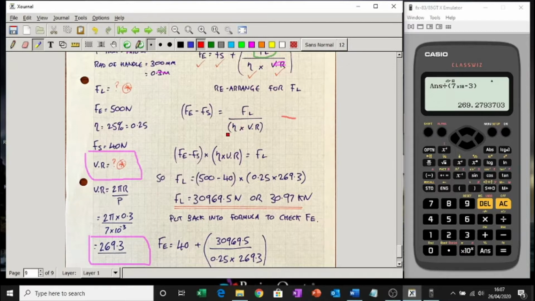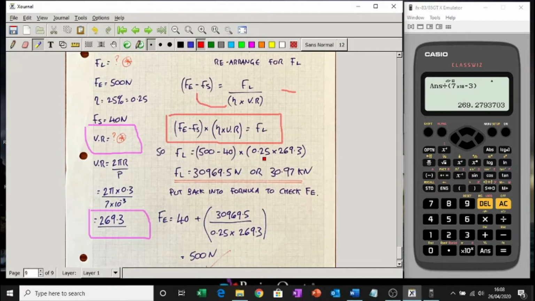Now all this down here is divided by, so I'm going to bring it up, I'm going to multiply it all in one go. I would keep brackets around this just to keep everything in order. I've brought the efficiency and the velocity ratio up to there. That then equals FL. So that is how to find the load that we can lift. Fe is the effort, which is 500. Fs is the friction, which is 40. The efficiency is going to be 0.25, and the velocity ratio is 269.3.